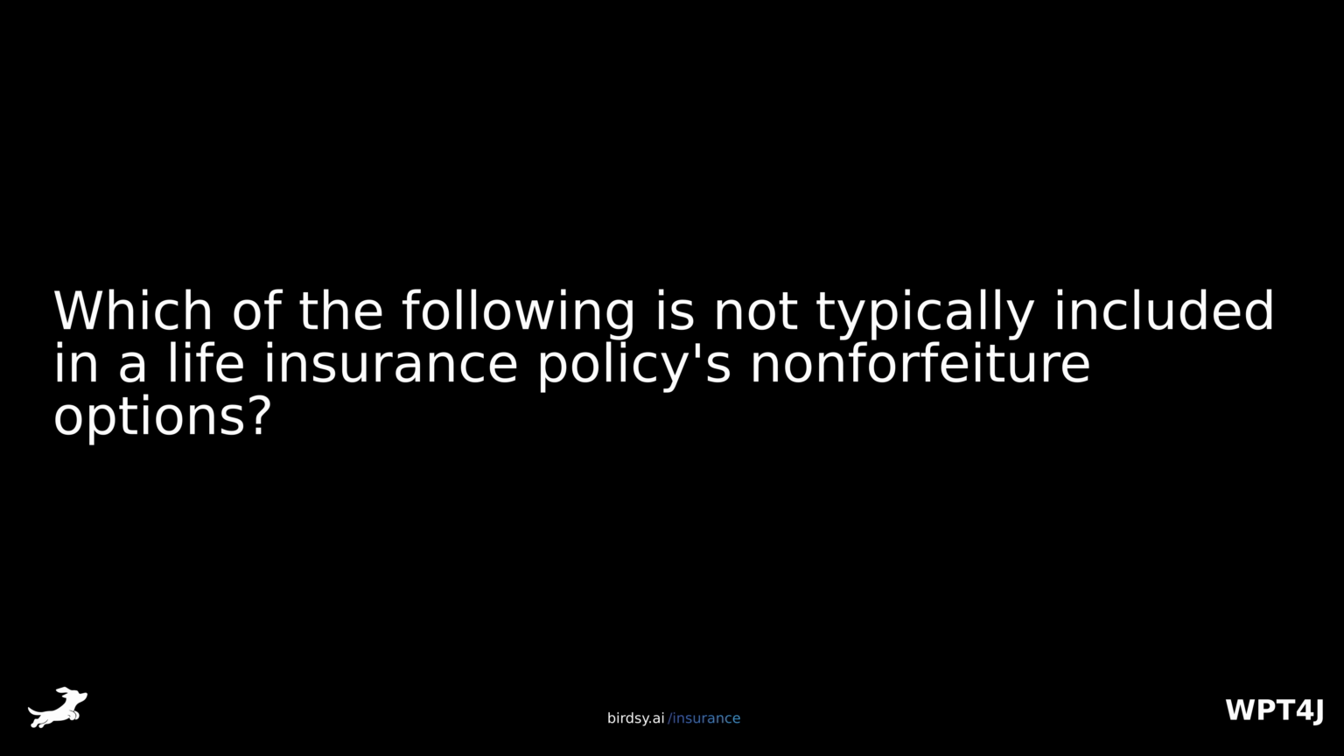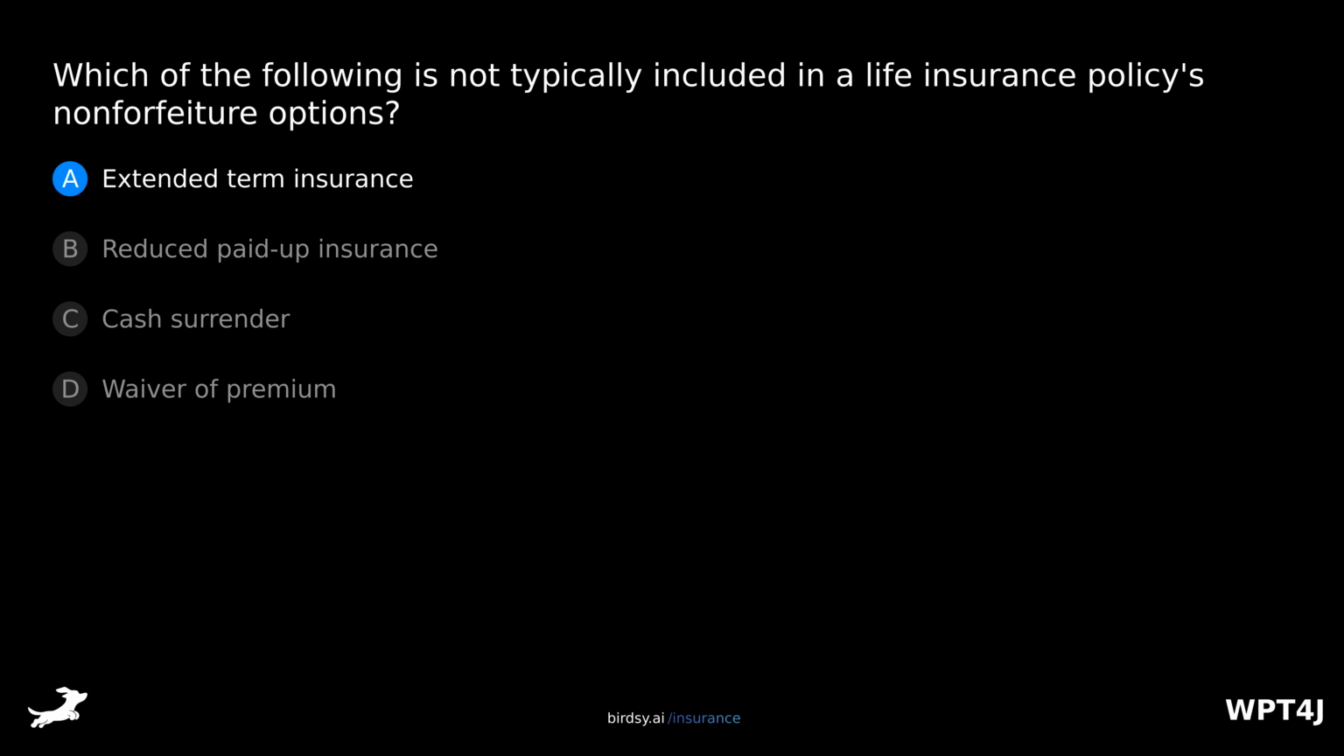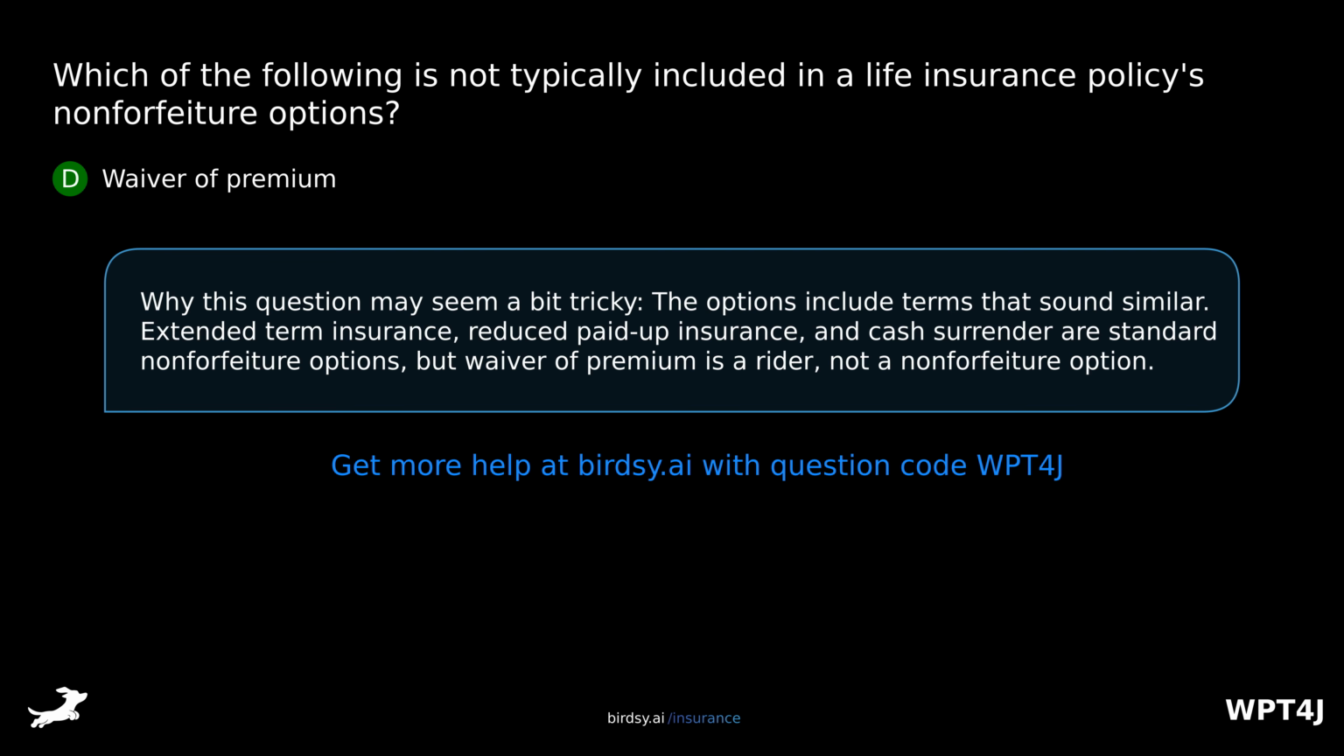Which of the following is not typically included in a life insurance policy's non-forfeiture options? Is it A. Extended term insurance, B. Reduced paid-up insurance, C. Cash surrender, or D. Waiver of premium? The answer is D. Waiver of premium.